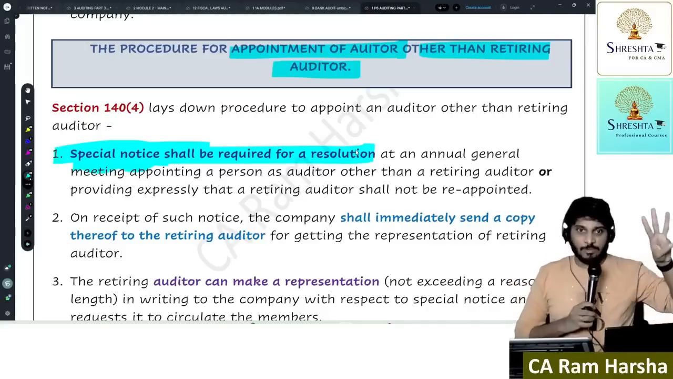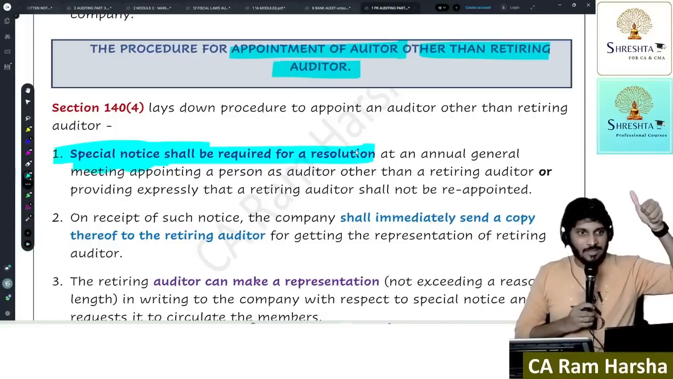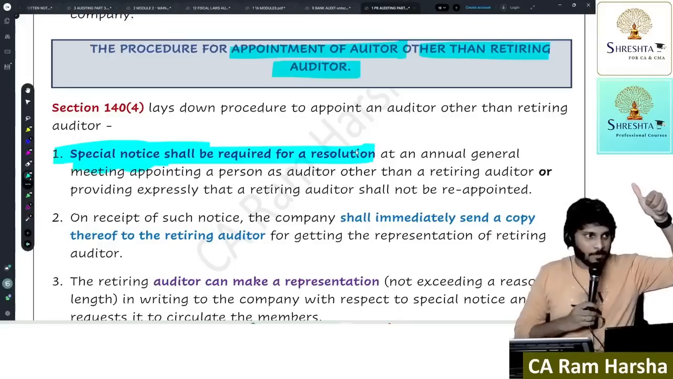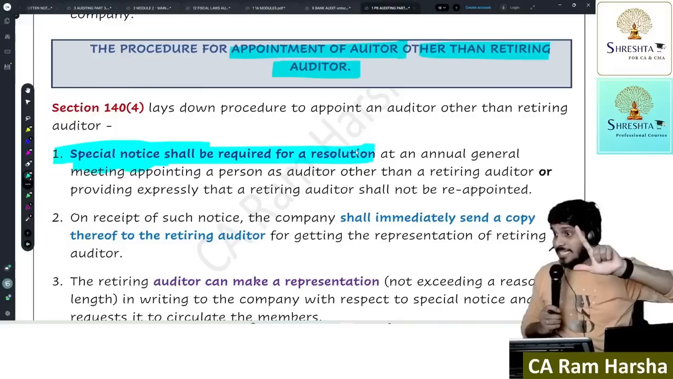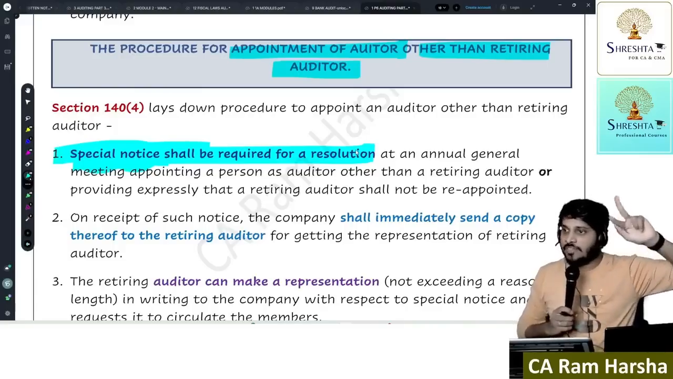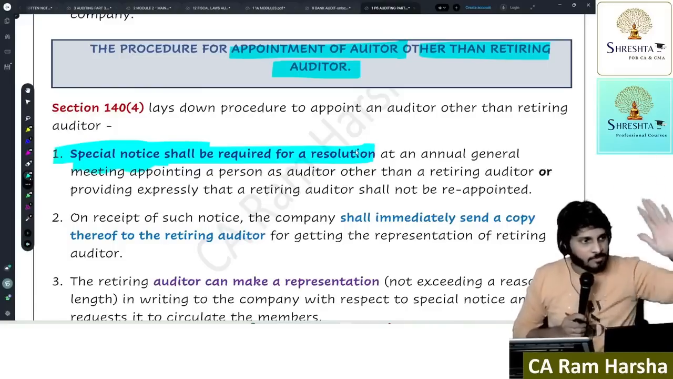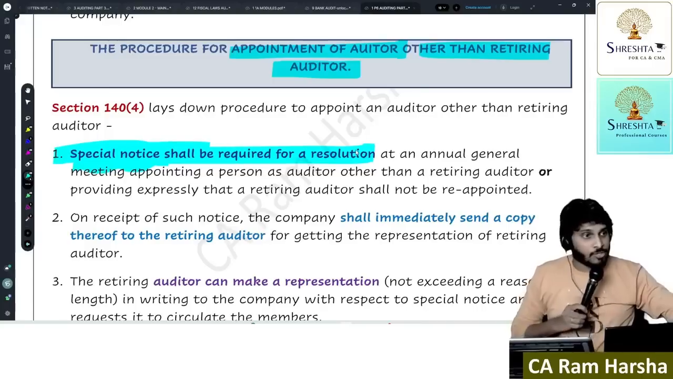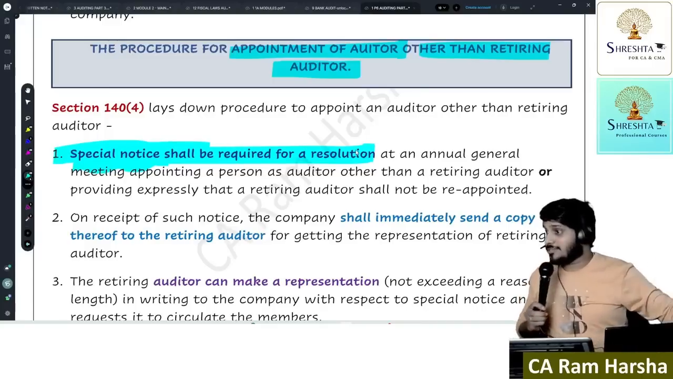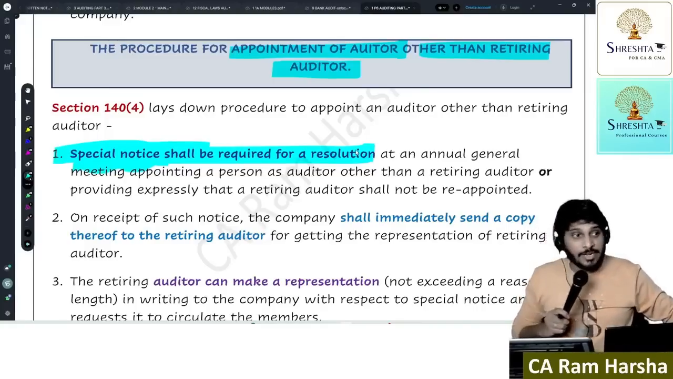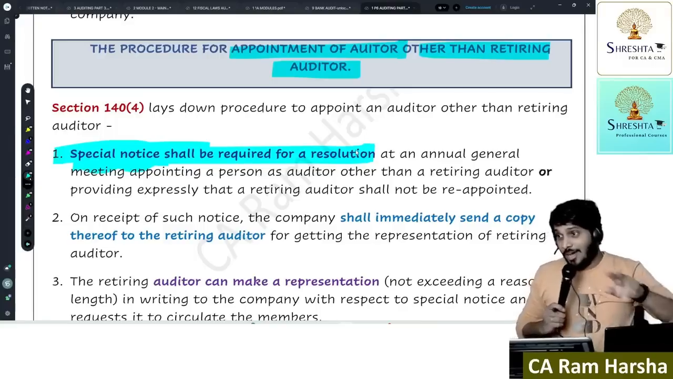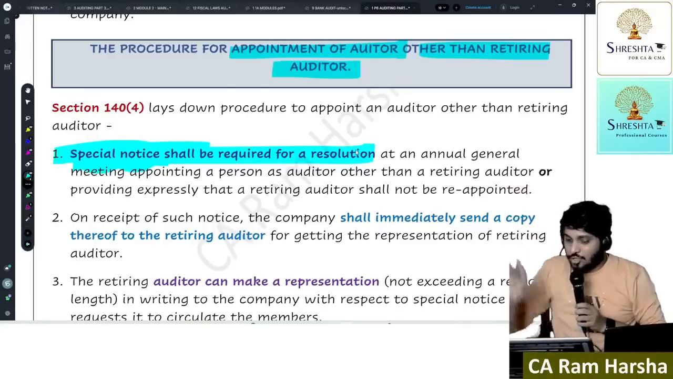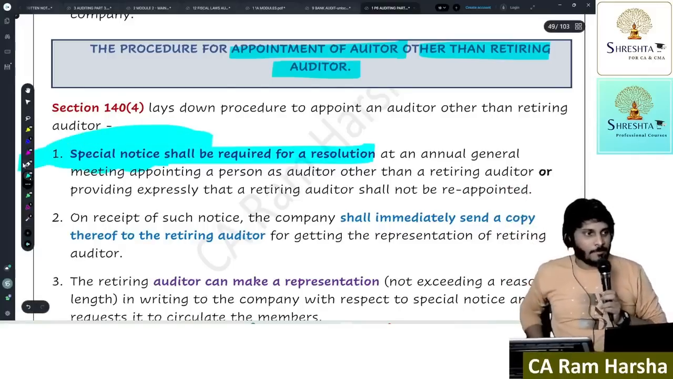Now everybody has 3 documents: the original notice, where Mr. A is being reappointed as proposed by the directors; the special notice objecting to Mr. A's reappointment; and Mr. A's reply on the objection. Now shareholders will come with all 3 documents and entire information, and they will take the final call. Suppose shareholders believed the special notice. Will they reappoint the auditor? No. Other than the retiring auditor, we will obviously appoint another auditor. So only in this situation is special notice required.